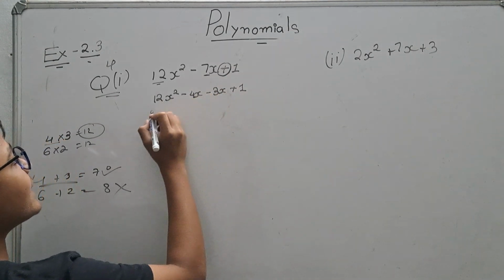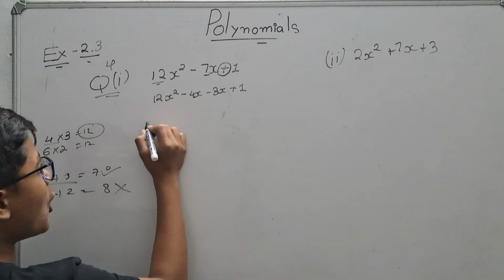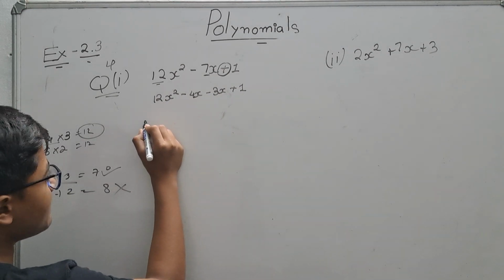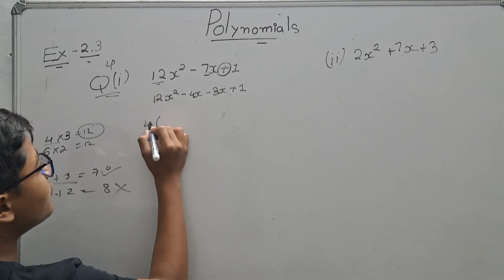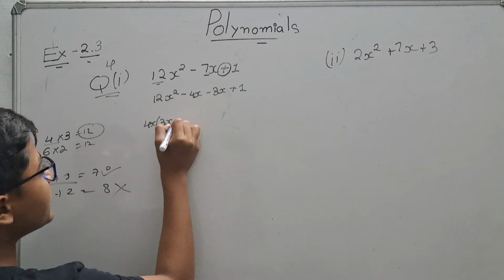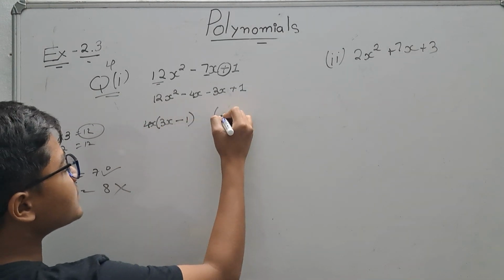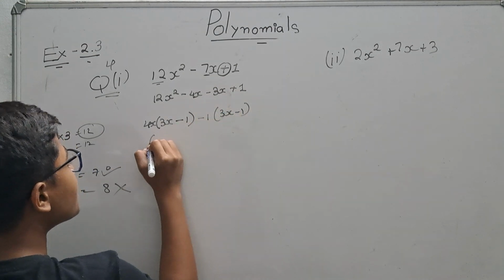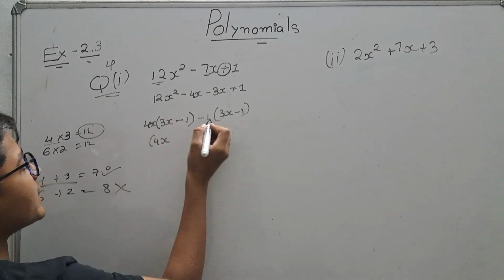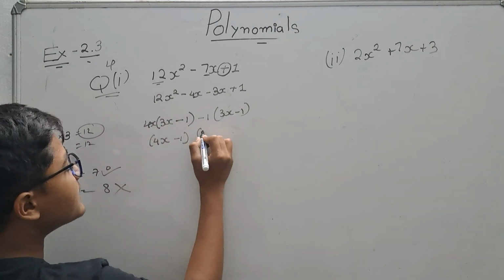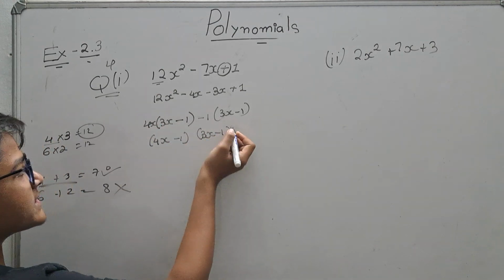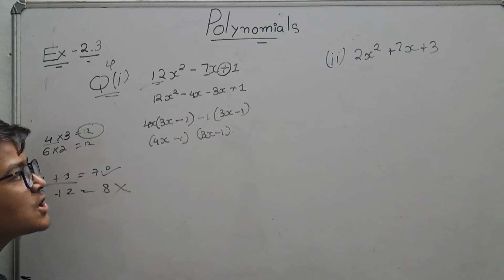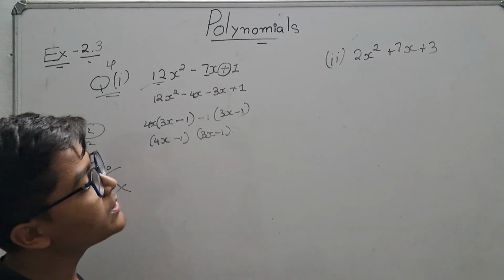So we have to take out the common factors. So what will be the common factors? 4x, 3x minus 1, and minus 1. So we will take 4x minus 1 and 3x minus 1. Yes, this is the answer. So students, see how easy it is.